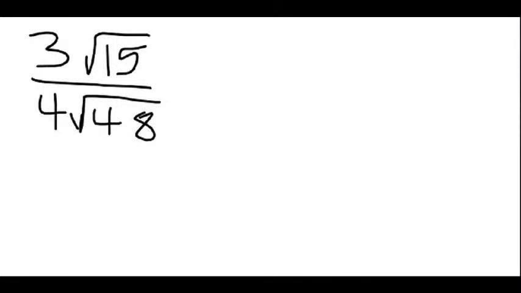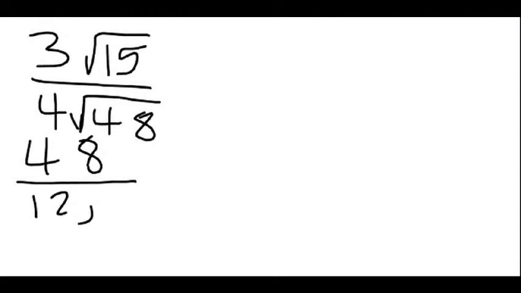Hello everyone. In this video we will be working on radical division. So I pulled a radical division problem from the homework. 3 radical 15 divided by 4 radical 48. So what can we do? First, there's not much that we can do except to try and simplify radical 48.